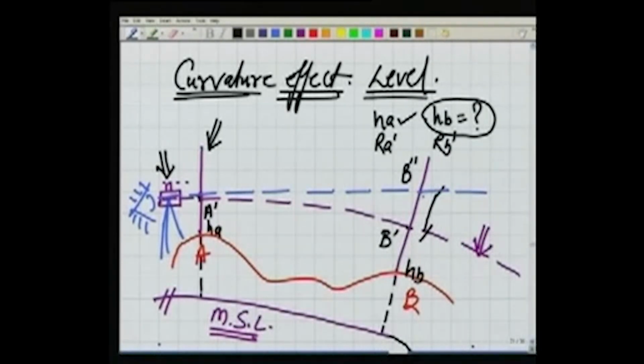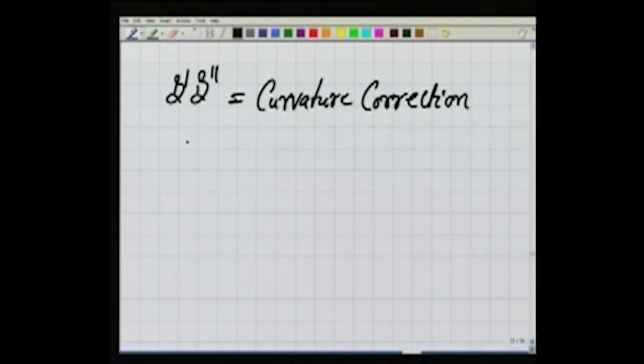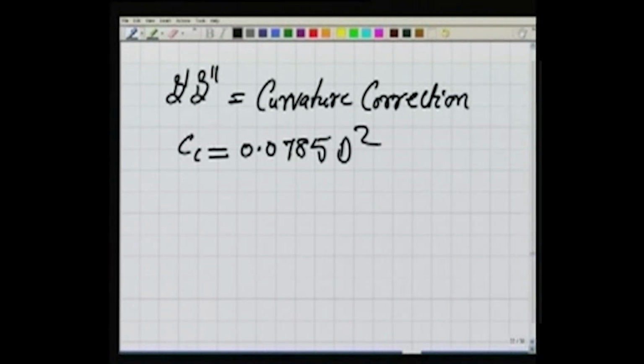So what should I do? Because I am taking an observation in this staff which is kept at B double dash, my reading will be some value along this staff at B double dash, not at B dash. Now, one more thing, this curvature correction CC, its value is generally given as 0.0785 d square.